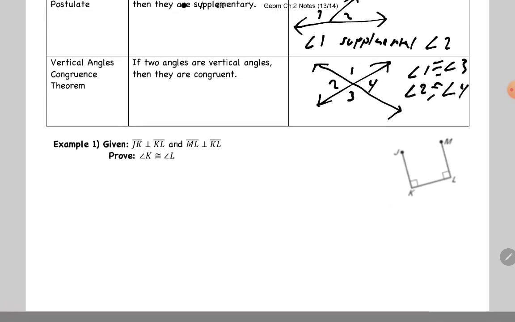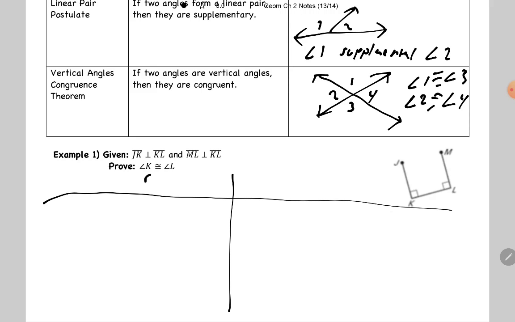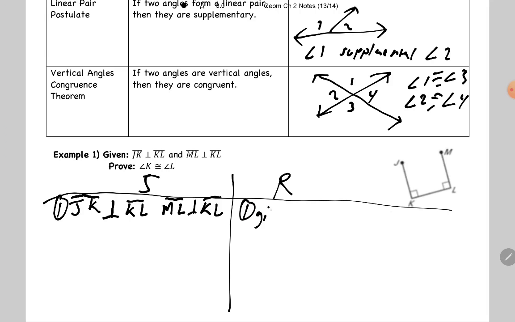Alright, let's go back to some more proofs. Okay, so remember, statement, reason, SR. Always start out with what you're given. So segment JK is perpendicular to KL, and ML is perpendicular to KL. So that's given. Our goal is to prove that angle K is congruent to angle L.